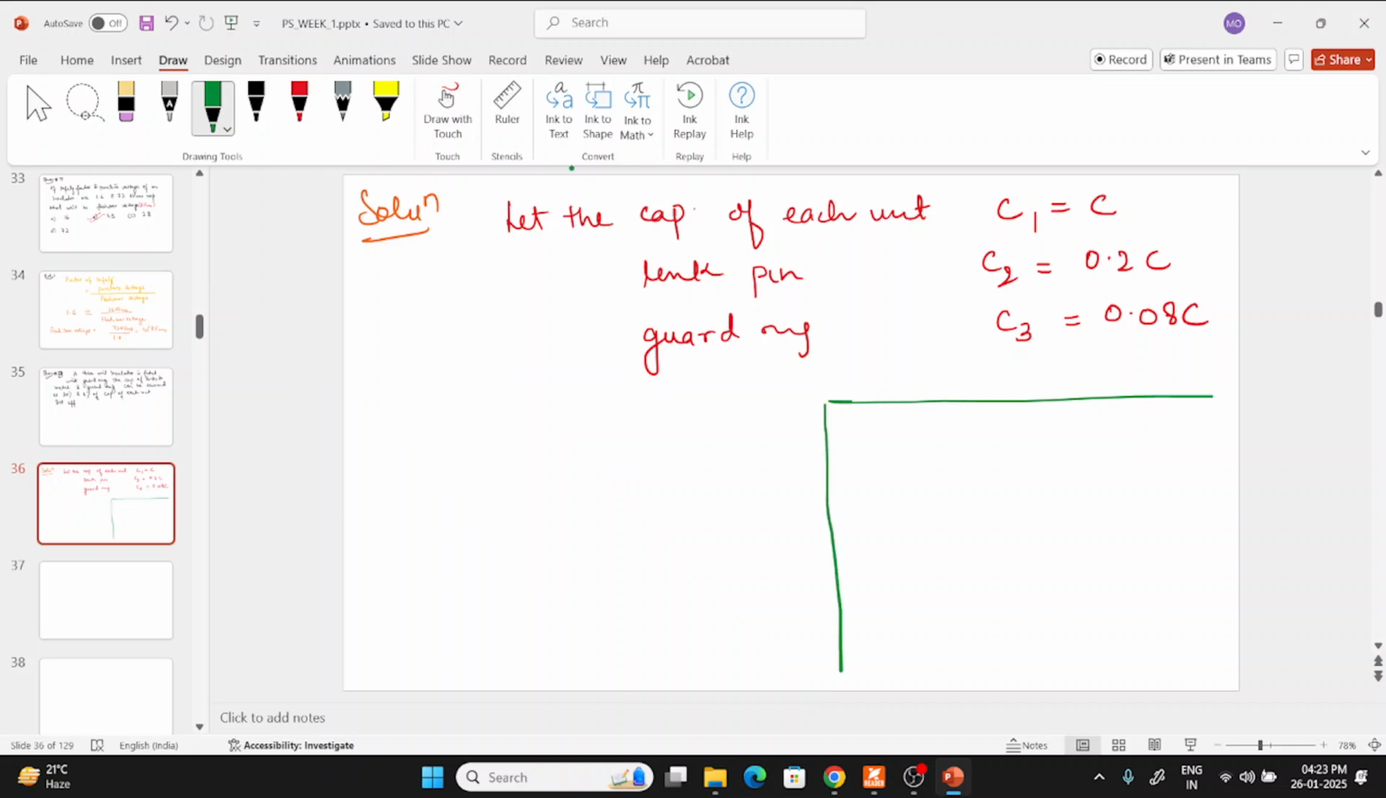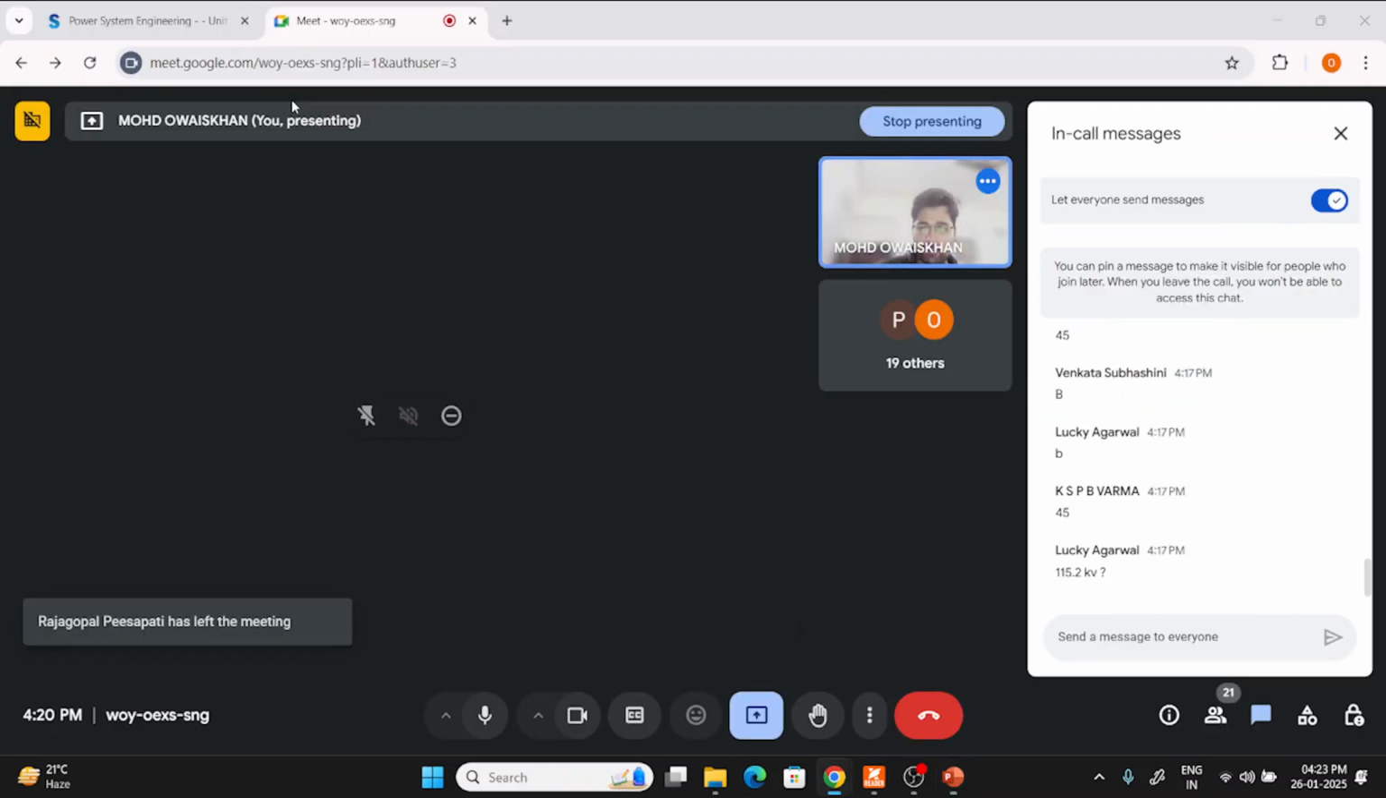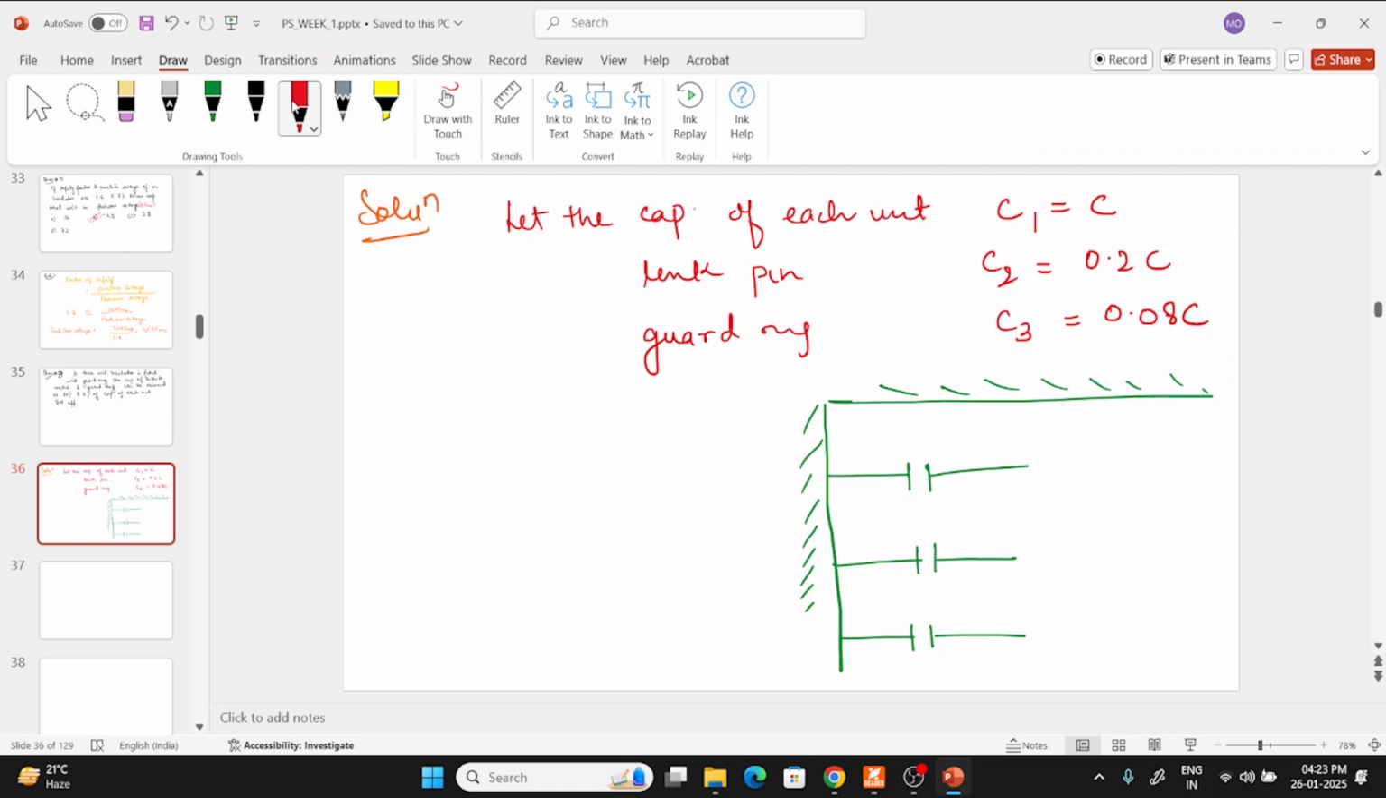Okay, this is the support like this. So C2, which is the link pin, is connected here, and these are all link pins. Okay, now what is C1? C1 is the capacitance of each unit, which is this.